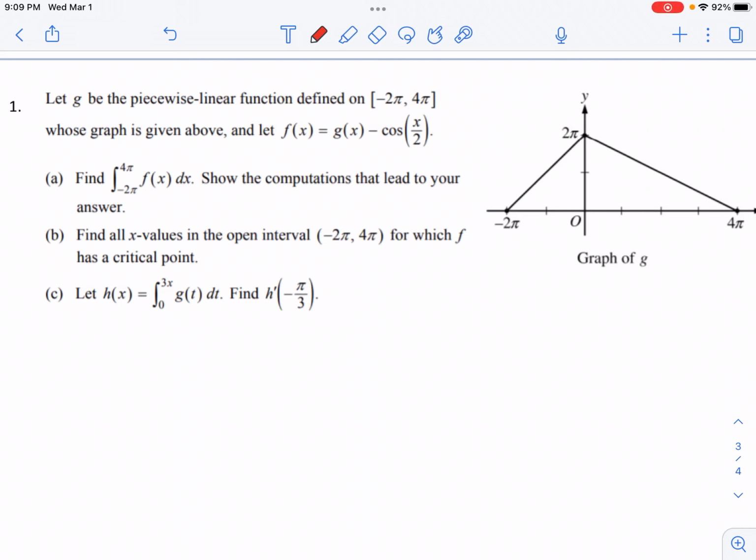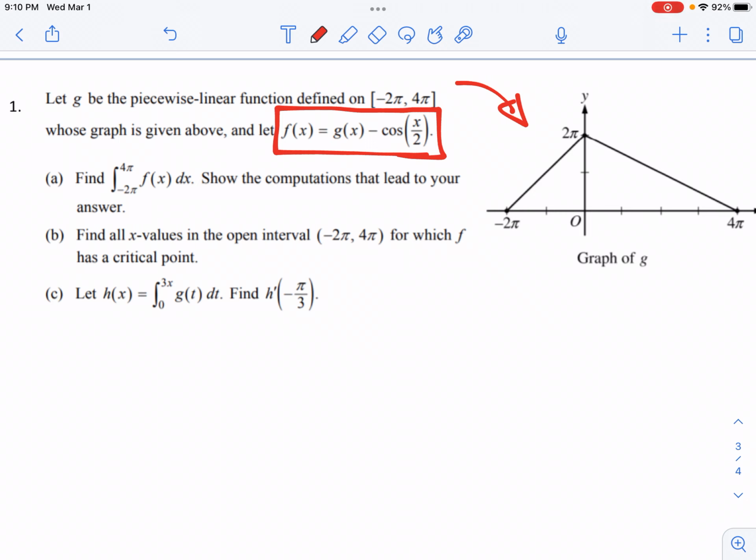All right, we're dealing with an integral function here. For number one, g is a piecewise linear function defined from negative 2 pi to 4 pi, whose graph is given above. And then this function f of x is g of x minus cosine of x over 2. Part A, find the integral from negative 2 pi to 4 pi of f of x dx.